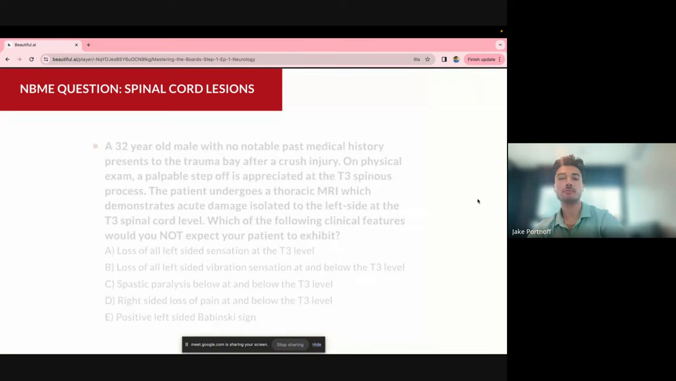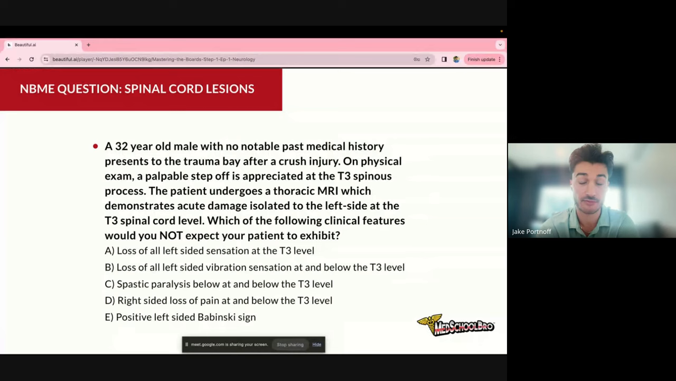All right. 32-year-old male with no notable past medical history presents to the trauma bay after a crush injury. On physical exam, a palpable step-up is appreciated at the T3 spinous process. The patient undergoes a thoracic MRI, which demonstrates acute damage isolated to the left side at the T3 spinal cord level. Which of the following clinical features would you not expect your patient to exhibit?